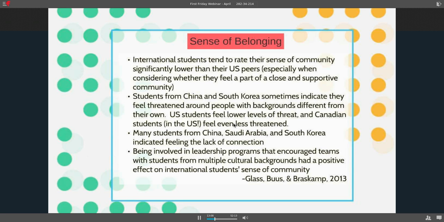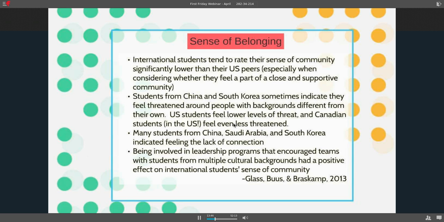Students from China and South Korea actually indicated that they felt threatened around people with different backgrounds from their own. So I think that, regardless of them being in the U.S. or not, or in Canada or not, that was something that they sometimes feel, and so that's, I'm sure, enhanced when they're in a different country and surrounded by people who are maybe not like them. What's also interesting is that in general, U.S. students felt lower levels of threat in the U.S., which makes sense, but actually Canadian students, while in the U.S., felt even less threatened in general. So that's just kind of a fun fact.